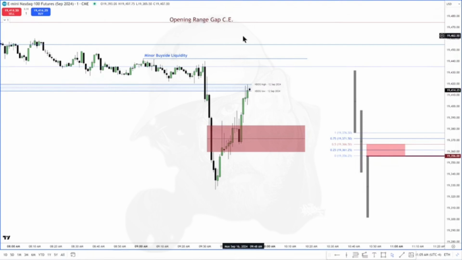Okay, so we have a small little gap in here. Notice it's over here. It's the same thing, just going lower. So we have a fair value gap there, and we have a fair value gap right there. This, to me, isolates all this price action.